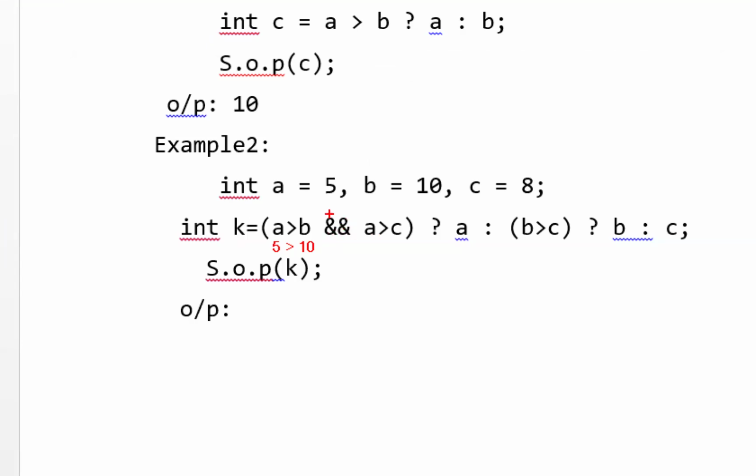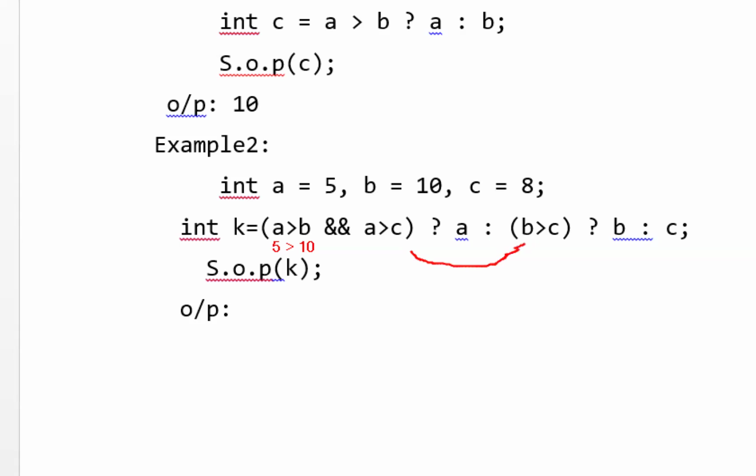AND operator, logical AND. It's not the bitwise AND operator. Bitwise AND operator has a single ampersand. Logical AND operator has a double ampersand. Now this is double ampersand. This is what type of operator, folks? Logical AND operator. What's the result of 5 greater than 10? False. If this condition is false, then control jumps to where? Part 3. Part 3 is after the colon. It goes to part 3 here.